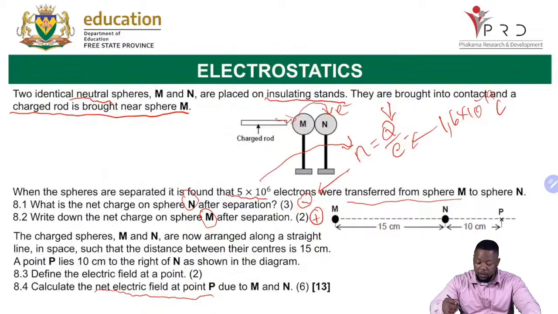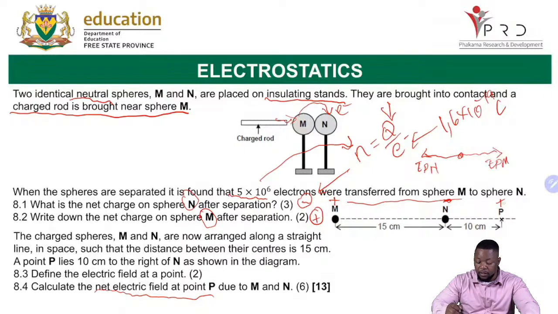How do we tell direction? We consider the point P to be positive, and we have learned that this one is negative, and we have also learned that that one is positive. Therefore, the electric field at P due to N is supposed to be going to the left, and the electric field at P due to M is supposed to be going to the right. How do we know that?